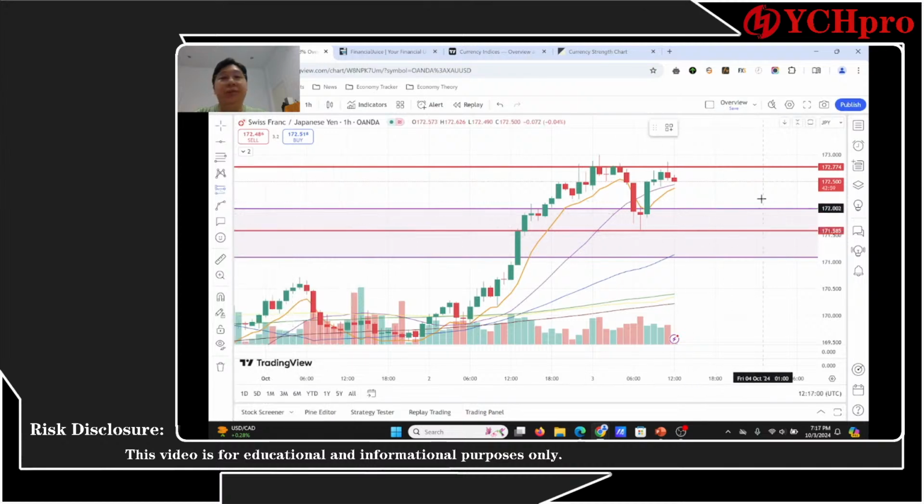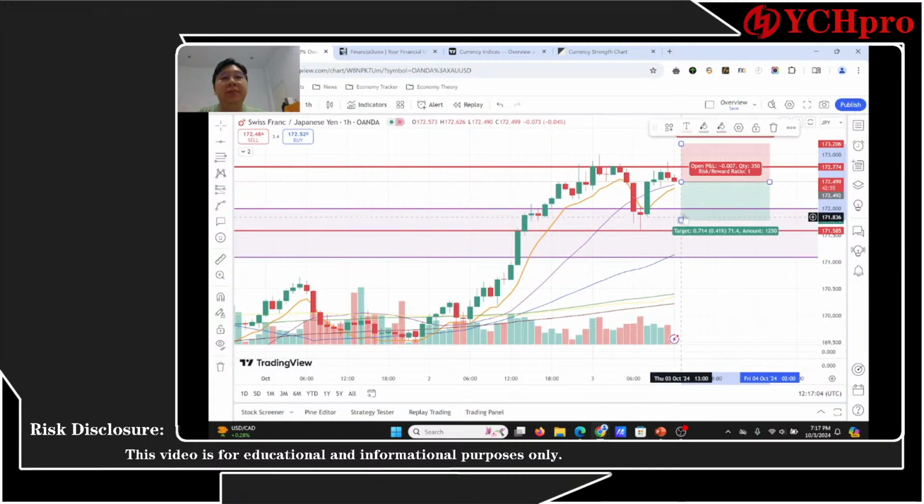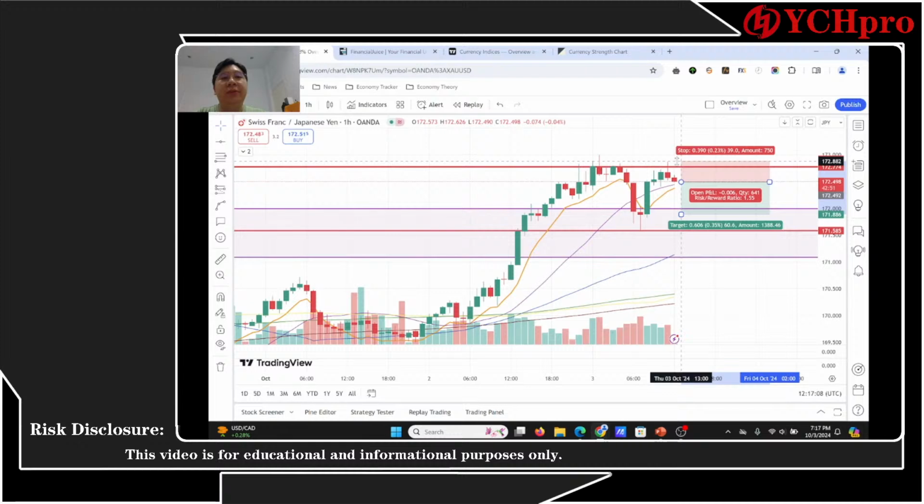Short position, short it around here, try to aim at the biggest target around here, stop your losses above here. So you could get, on a short-term basis, a trade of 1.5 risk-reward ratio. This could be one of the good trades on the CHF Japanese yen, and it will be just short-term trading. Okay.